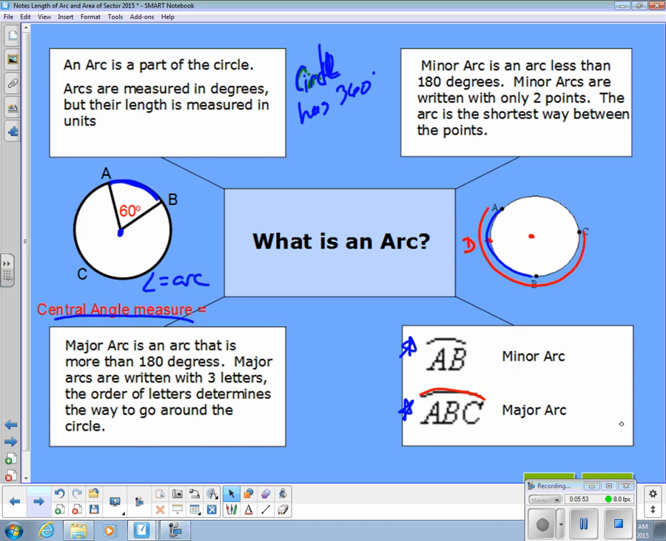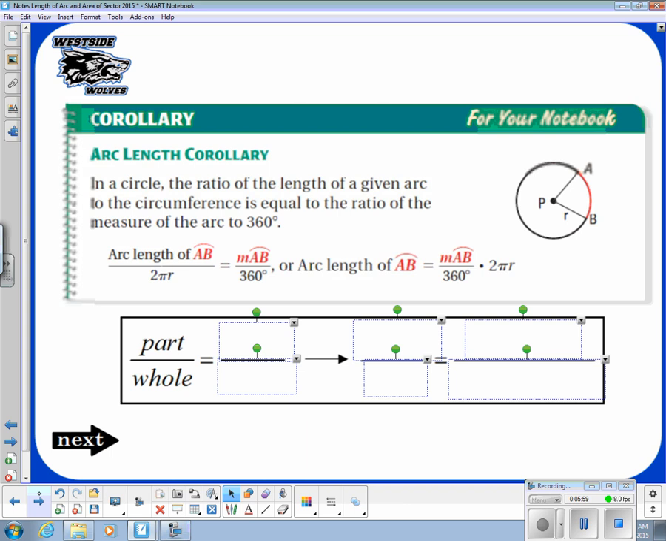There is one other kind of arc that we talk about, which is a semicircle, and it's just an arc that's equal to 180. We'll use that later on in the year. All right, so when we're teaching this material, this is our corollary, and this is all we're going to learn. You learned part over whole in junior high, and you learned that if you have a part over whole, you can use that in your is-over-percentage problems. And so that's the key to everything we do. We have part over whole and part over whole.